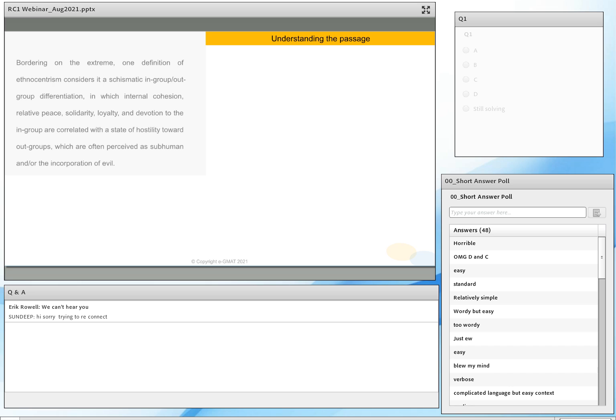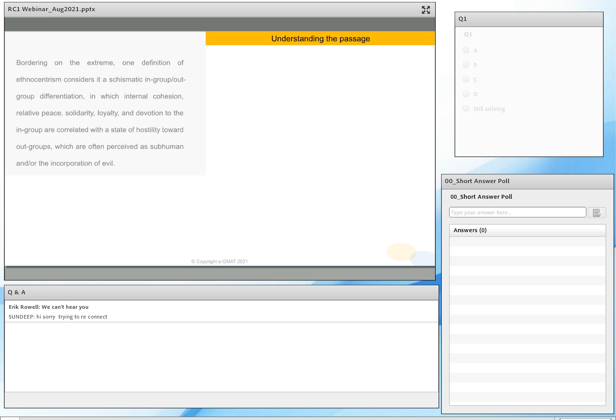Pay a lot of attention because this is kind of the core of what we're here for. And how we're going to do this is, I'm going to just let you know where you should focus your attention. You guys are going to tell me all the answers. Okay? And that's going to be fun. So let's start. Bordering on the extreme, one definition of ethnocentrism. Let's pause right here.